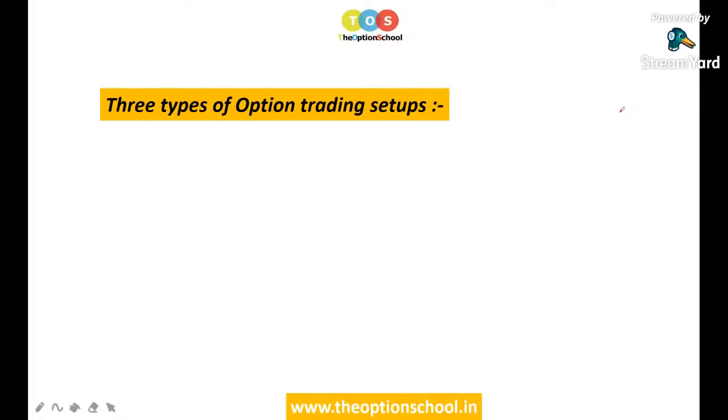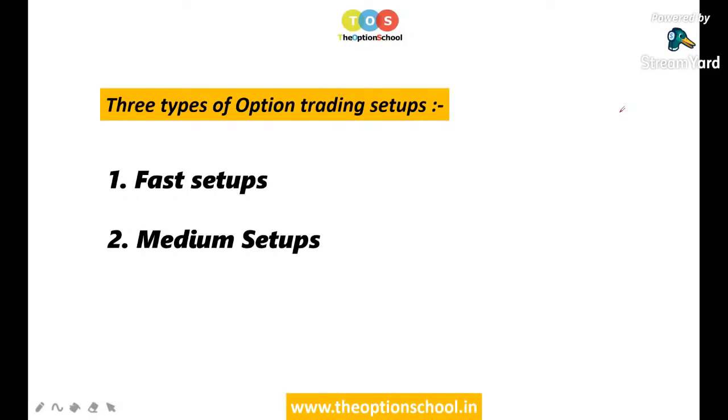There are three types of option trading setups, and many of you must be knowing that. I have classified them into different categories. One is fast setups, I'll show you what I mean by fast setups. The second kind are medium setups, and the third kind are slow setups. It's not that slow setups are bad or fast setups are bad, but all three are different tools, and all three require a very different kind of execution from the trader's point of view, right? So what are fast, medium and slow setups? Let us understand one by one.